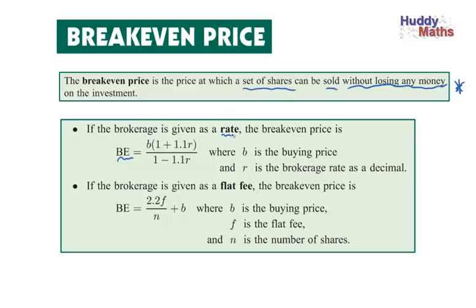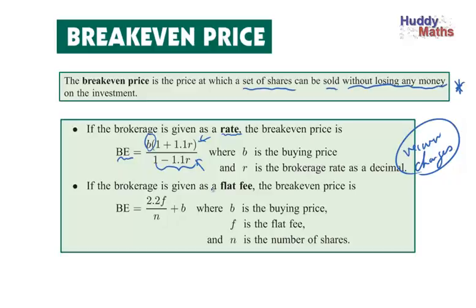If the brokerage was done as a rate, we'll use this formula, where R is the brokerage rate as a decimal. So you've got to put it there and there. And B was the buying price. So to the buying price, you have to multiply by this creature. And that's a mathematical term to recover the charges, both on buying and selling, because you'll be charged at both times. If you wanted to look at the derivation of that, you can have a look in the Hayes General Maths textbook.